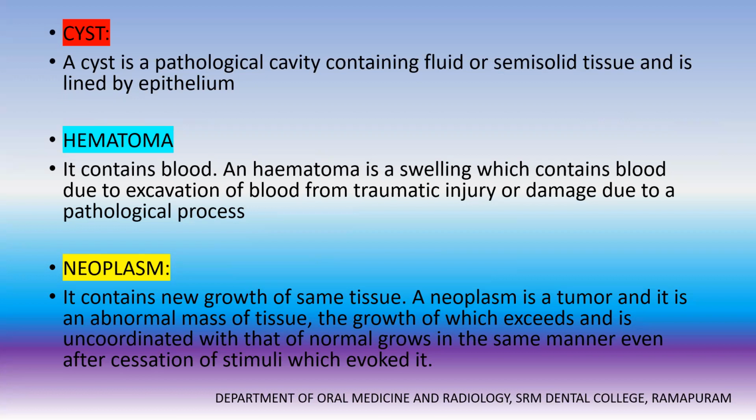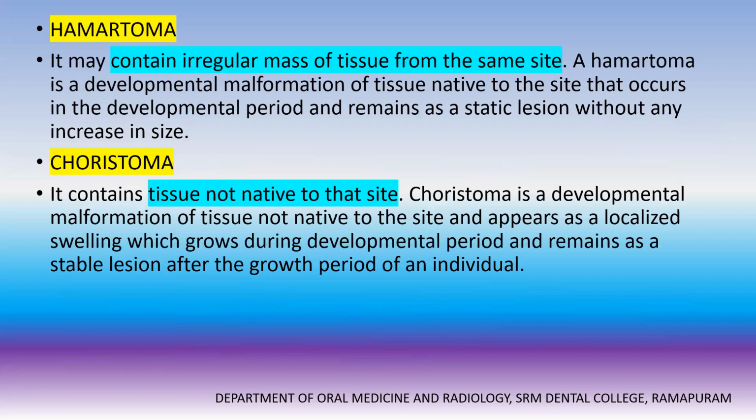Neoplasm. A neoplasm is a tumor and it is an abnormal mass of tissue, the growth of which exceeds and is uncoordinated with that of normal growth. And it grows in the same manner even after cessation of the stimuli which evoked it.